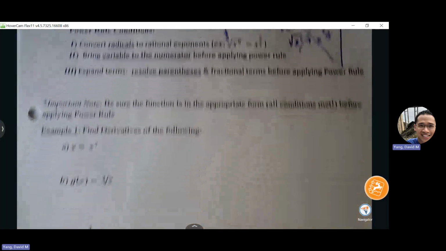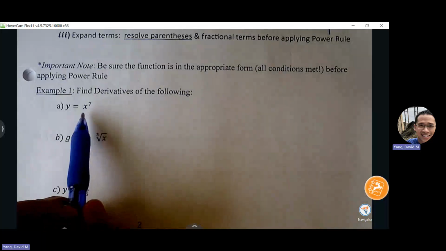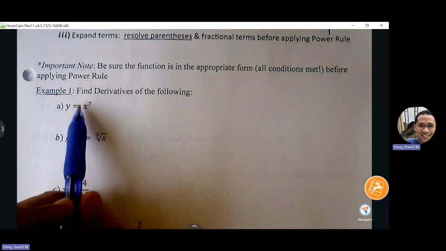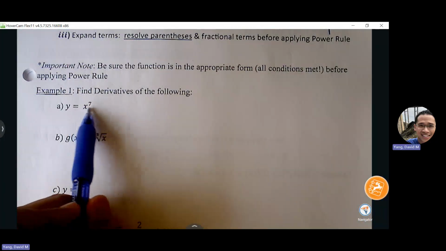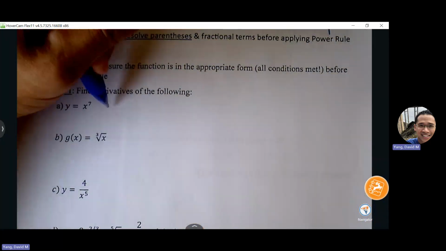Okay, so we'll start with some easy ones, and then we'll kind of build up to the ones that are more involved. So y equals x to the 7th. Everything is ready. There's no issue with radicals to rationals. There's no variable in the denominator. There's no parentheses to resolve. We can jump directly into our derivative.